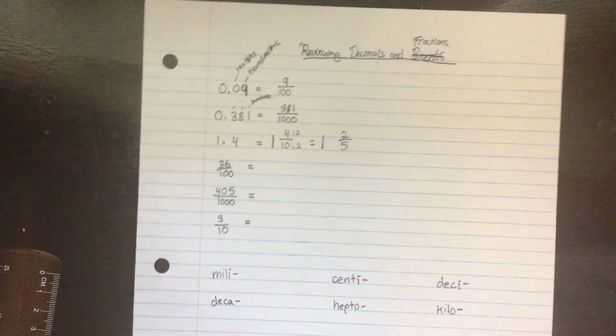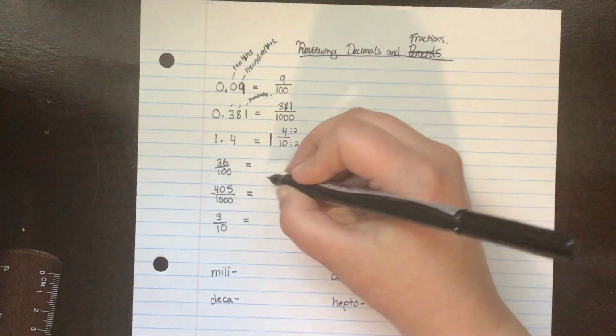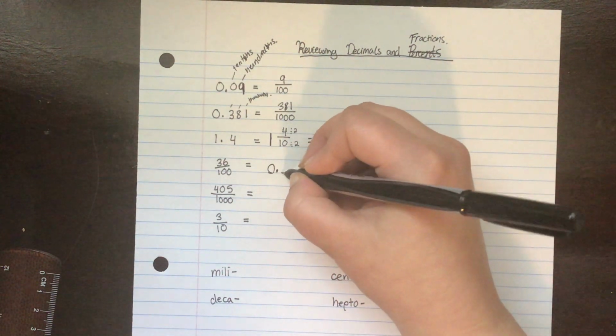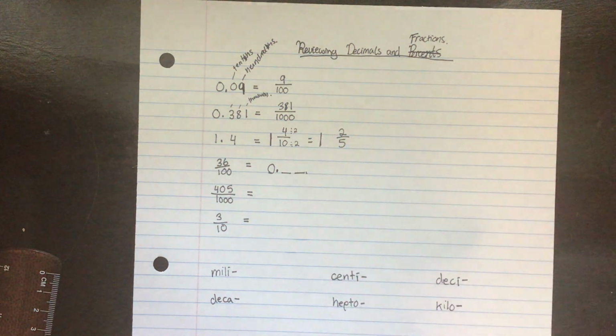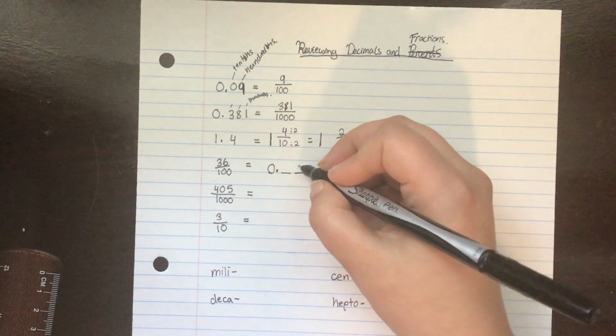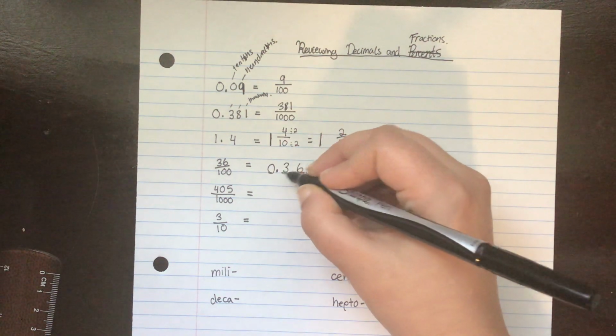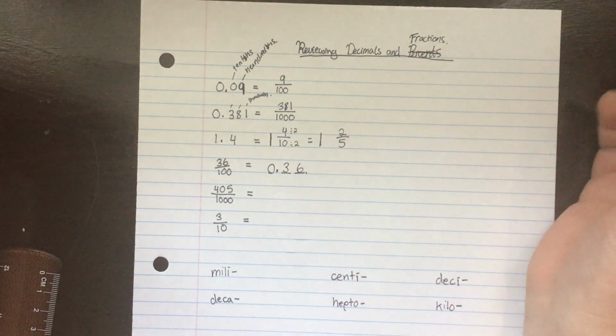Let's try going the other way now. We have 36 100ths. So that means that my decimal is going to be in the hundredths. I have 2 places here. And what I like to do, and I just like doing this because I think it's a good way to do it, is I fill these places backwards. I put the 6 and then the 3, so now I have 36 hundredths. That way I'm not missing any of my spaces.